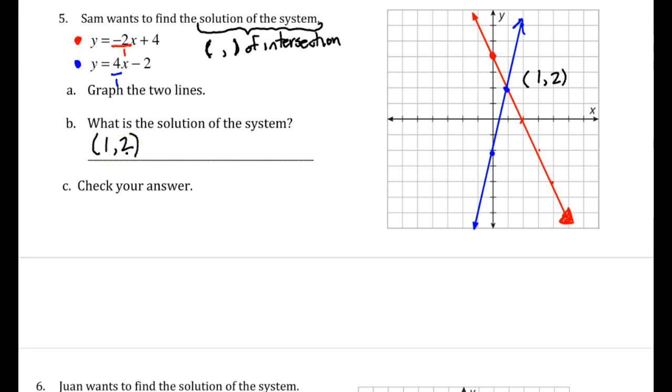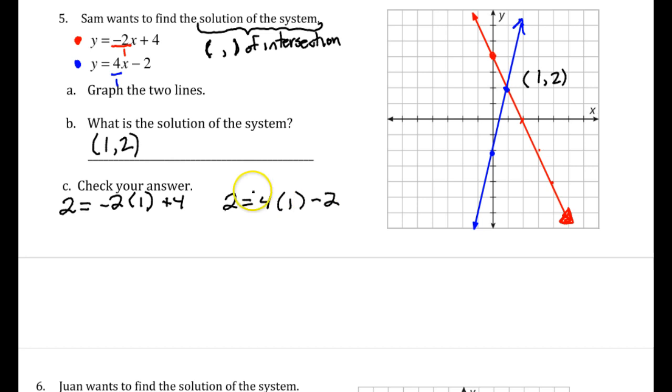Now, the nice thing about this test is that you can check all your answers. So before you move on, you know algebraically if this is right or wrong. So plug 1, 2 into both. Does 2 equal -2 times 1 plus 4? And does 2 equal 4 times 1 minus 2?